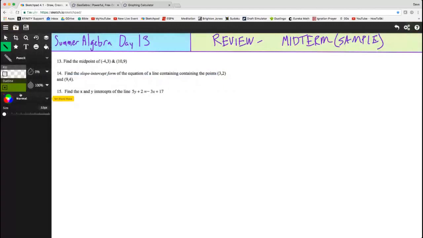Let's switch colors to blue just because we can. Find the midpoint of (negative 4, 3) and (10, 9). Well, the midpoint formula is (x1 plus x2) over 2. That's going to be negative 4 plus 10 over 2, which is equal to 3. That's my x coordinate. And my y coordinate is (3 plus 9) over 2, which is equal to 6. So my answer is (3, 6). Be sure to write it as a point, since it asks for a point.